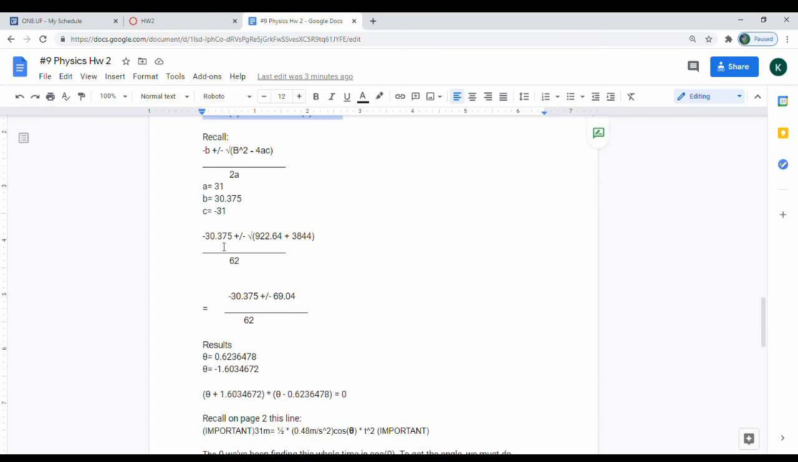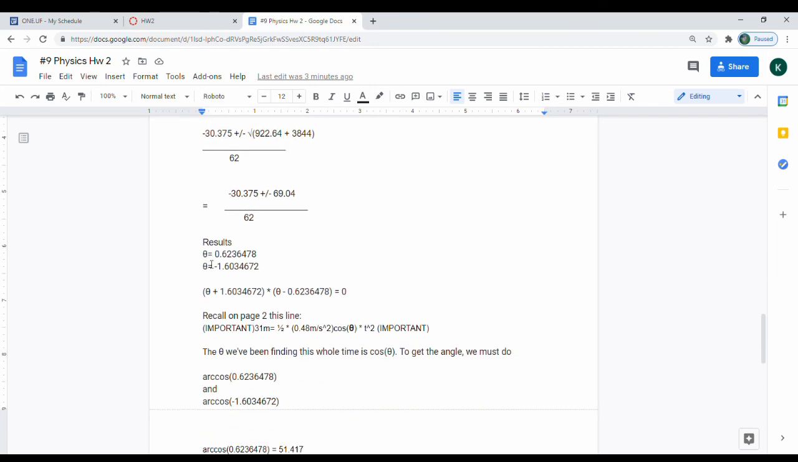Then you plug it into the quadratic formula, and this is what you should get. This is the b squared, this is the 4ac. The reason why it's plus is because there's a minus sign here. And the results are that theta is either equal to this or that.